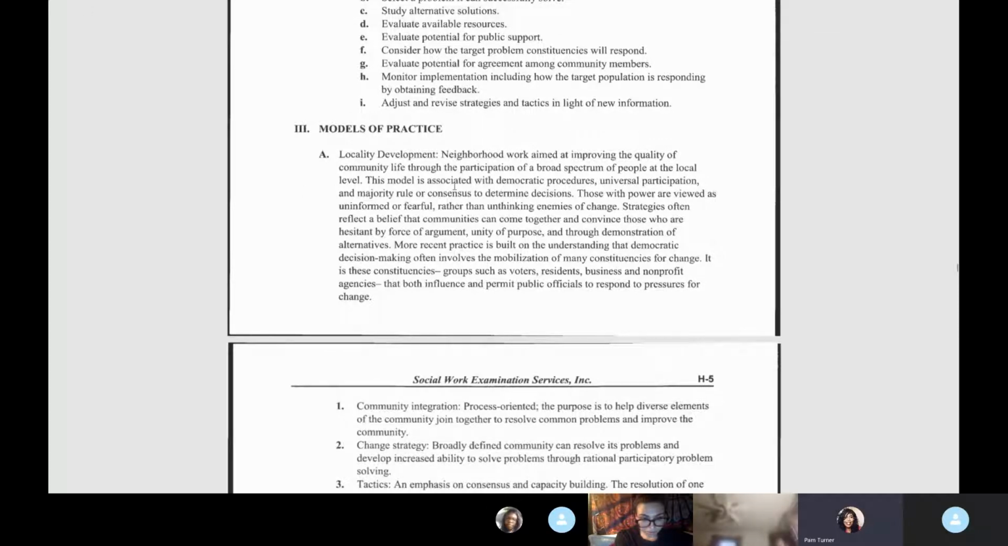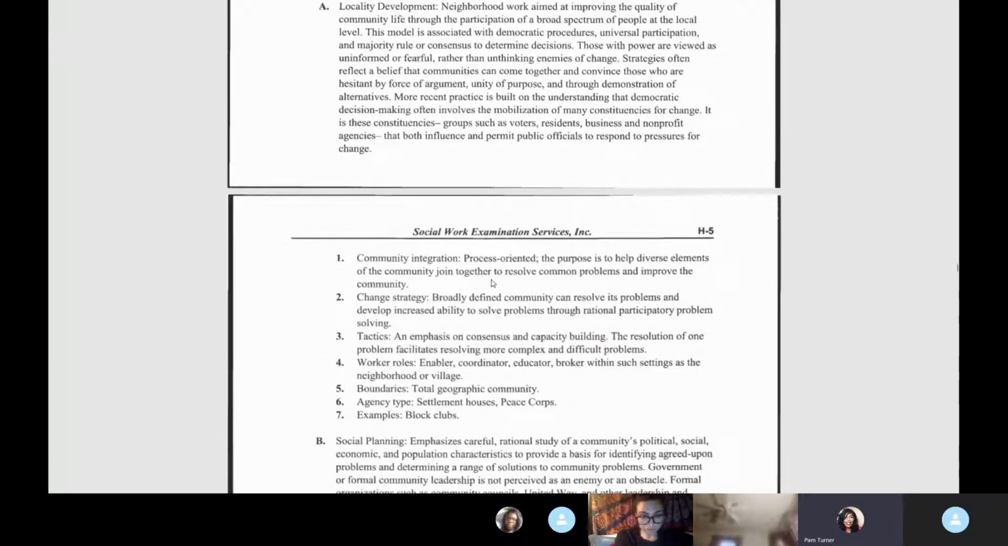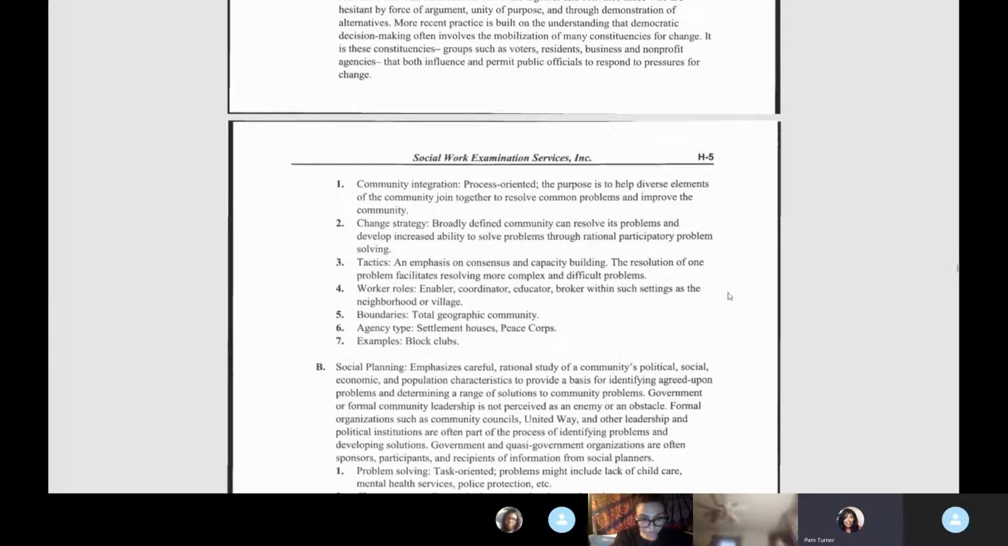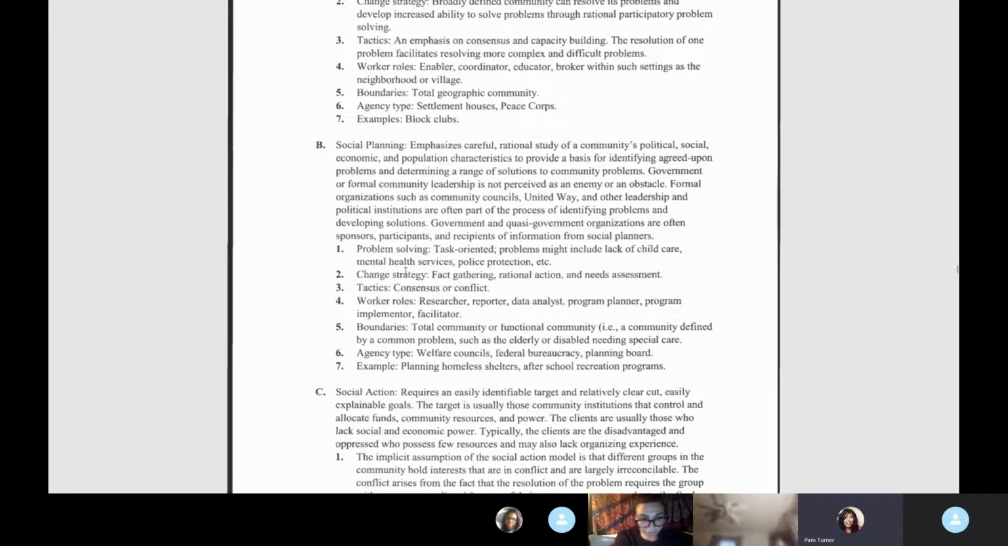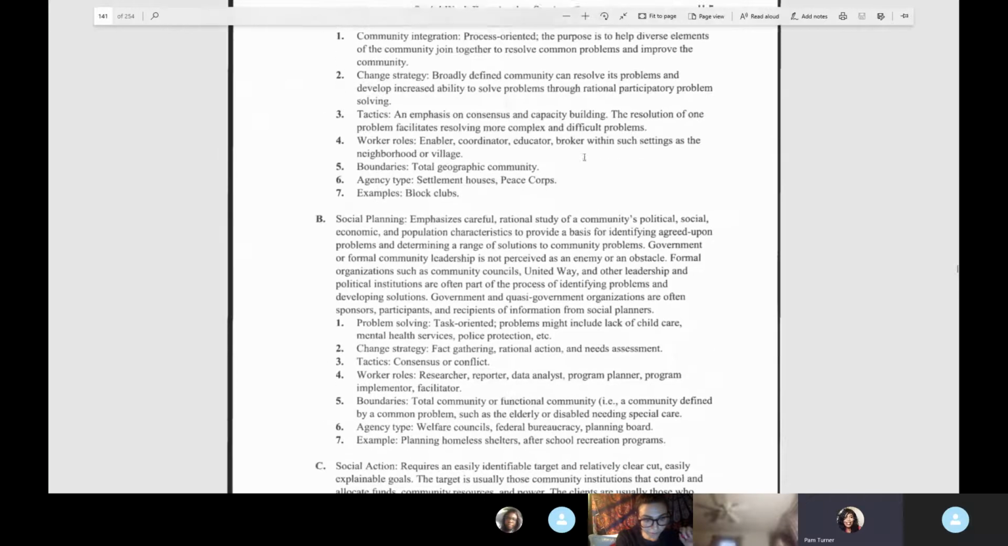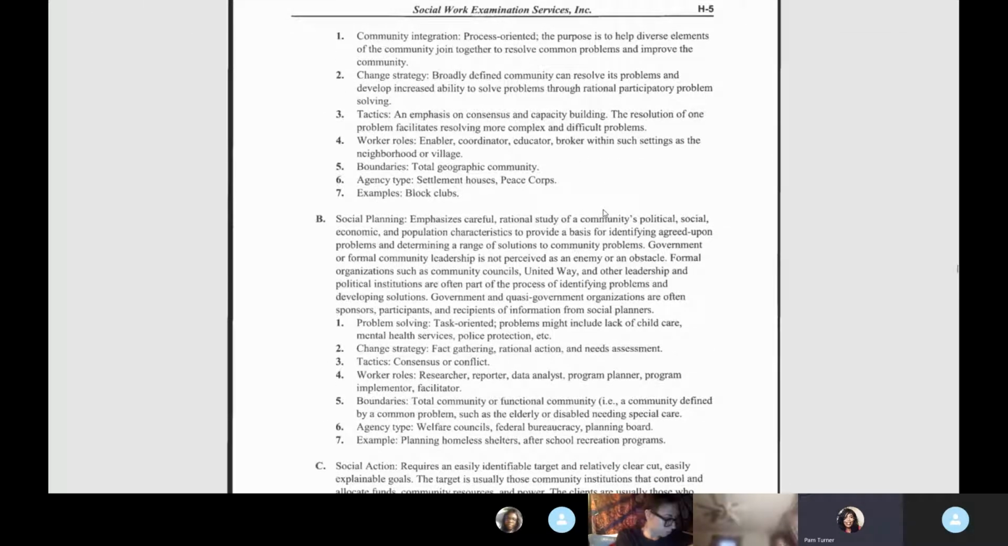So I'm looking at locality development. I just want to make sure that everybody's on the same page there. Okay, again, some change, community integration, change strategy, tactics, boundaries, etc. Okay, so social planning, which is different than locality development, it emphasizes careful study of the community's political, social, economic, and all of the characteristics of the community. Okay, so formal organizations such as the council, the United Way, or other leadership are often taking part of this. So social planning is what happens when we are planning out a new area. We're trying to make a change.